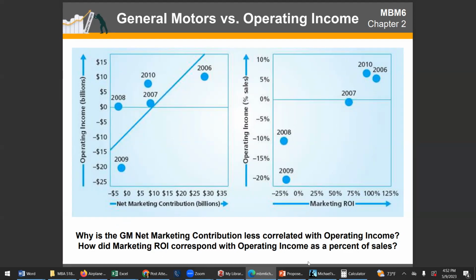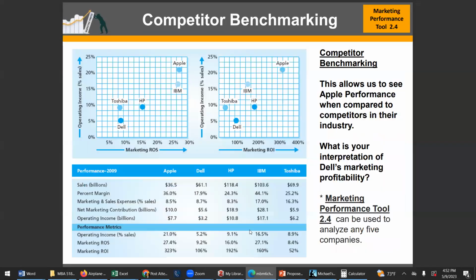It's a great question. How did marketing ROI correspond with operating income as a percentage of sales? So, a different picture for that industry. We can look at an industry like the IT industry. This is one that I've spent 20 years of my life working in. The company I worked for, our largest competitor was HP. We were a spinoff of IBM.